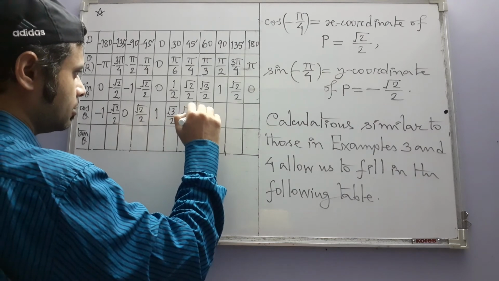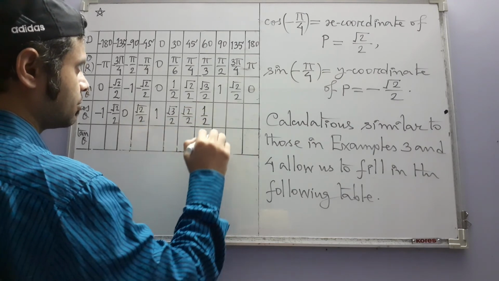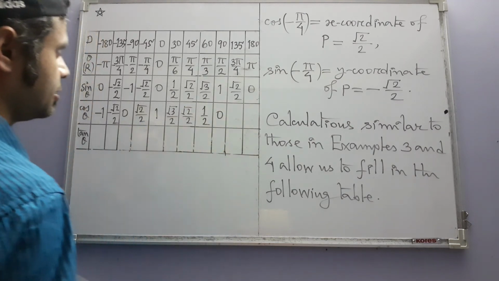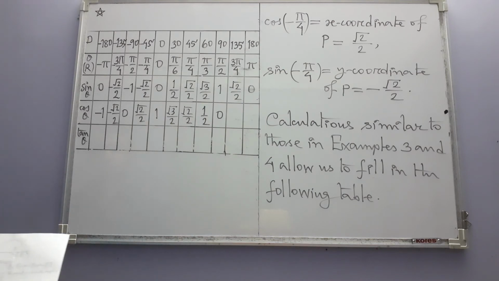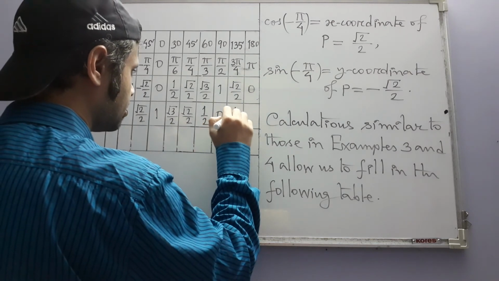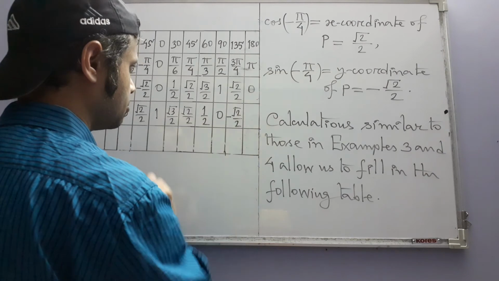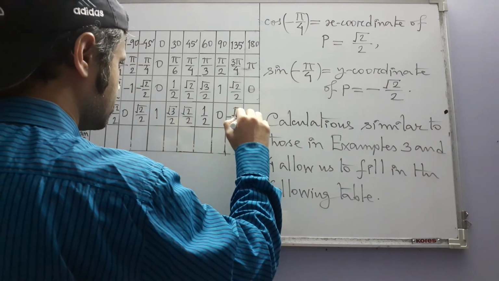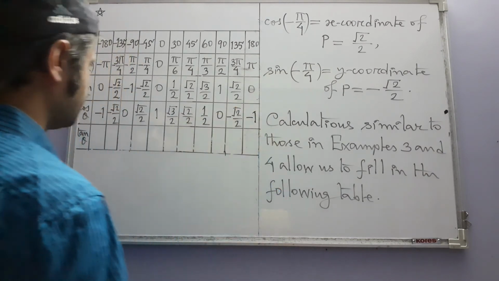root 2 by 2, 1 over 2, cos 90 is 0, cos 135 is minus root 2 divided by 2, and this is minus 1.